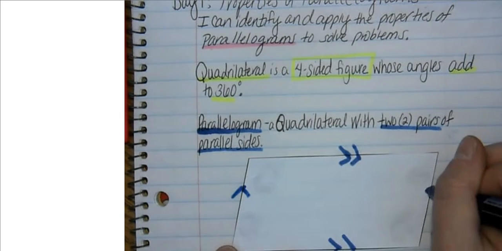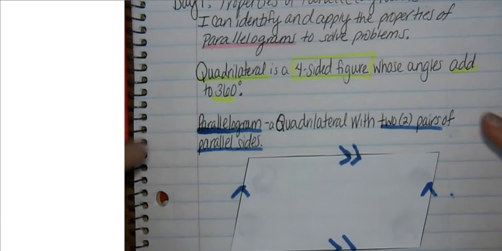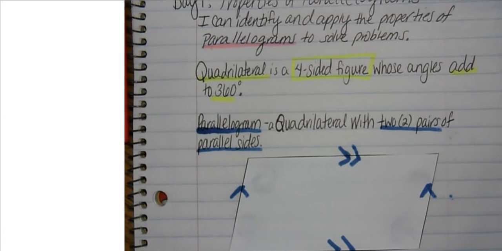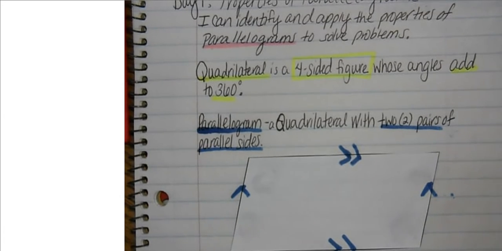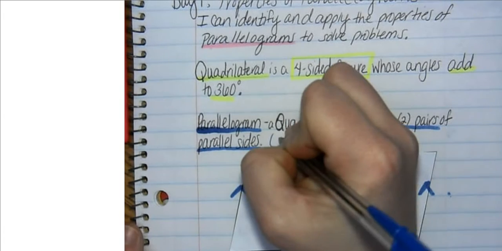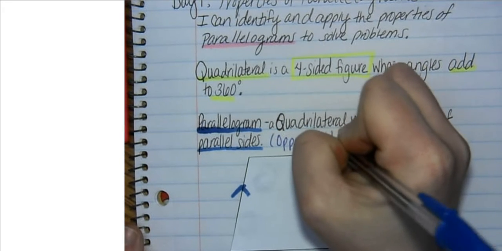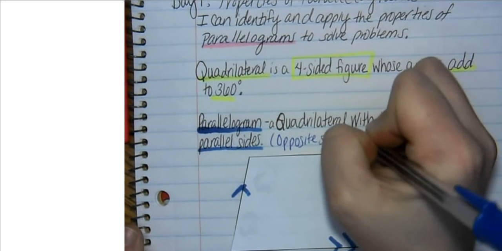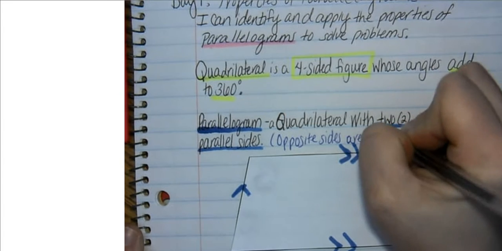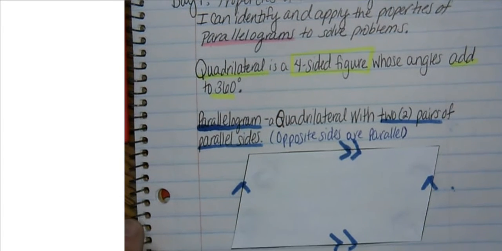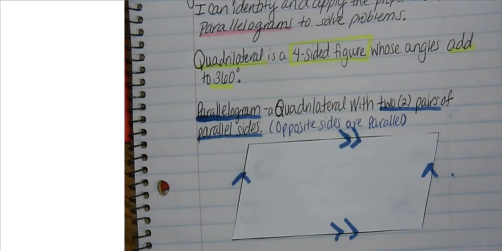These sides have the same exact definition. They are going to be parallel to each other as well. They do not touch each other. They're on opposite sides, so we call that opposite sides are parallel. That's what this means. I'm going to write it right here: opposite sides are parallel. Opposite sides are parallel. So I have that in blue. But they have additional properties that we are going to be talking about.